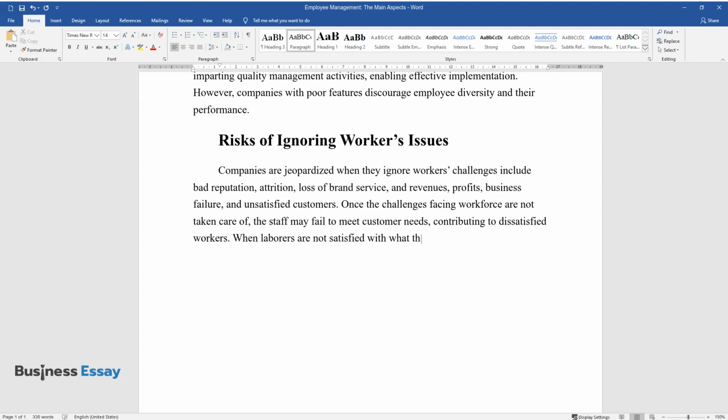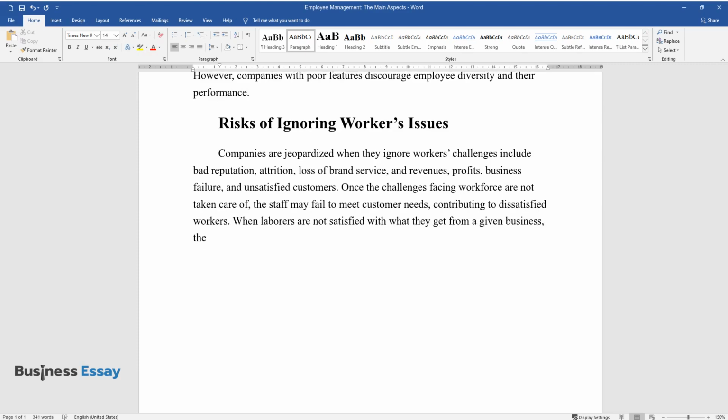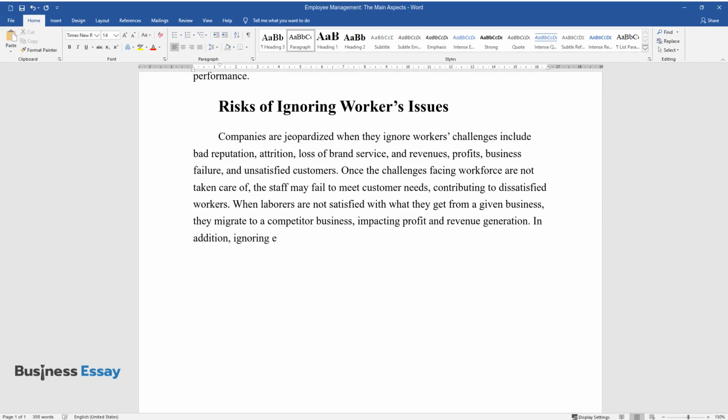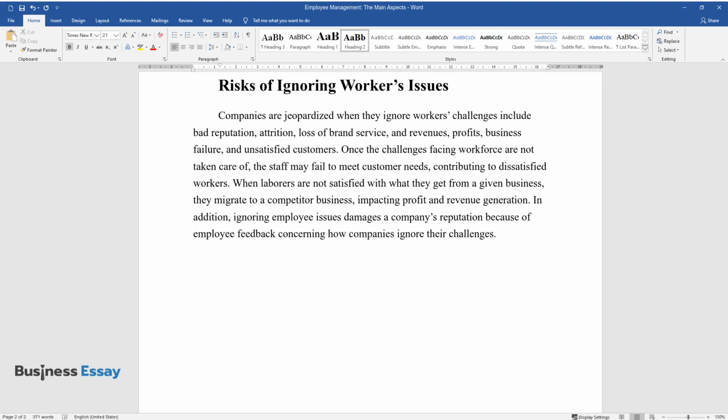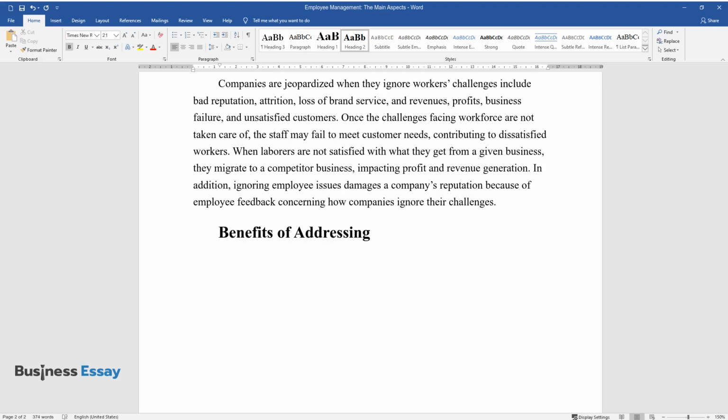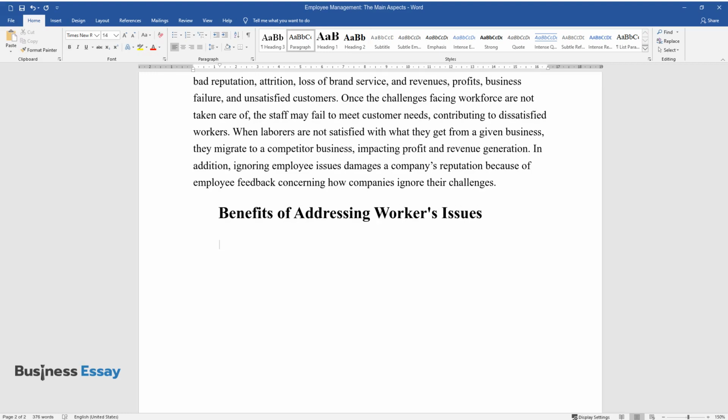When laborers are not satisfied with what they get from a given business, they migrate to a competitor business, impacting profit and revenue generation. In addition, ignoring employee issues damages a company's reputation because of employee feedback concerning how companies ignore their challenges. Benefits of addressing workers' issues.